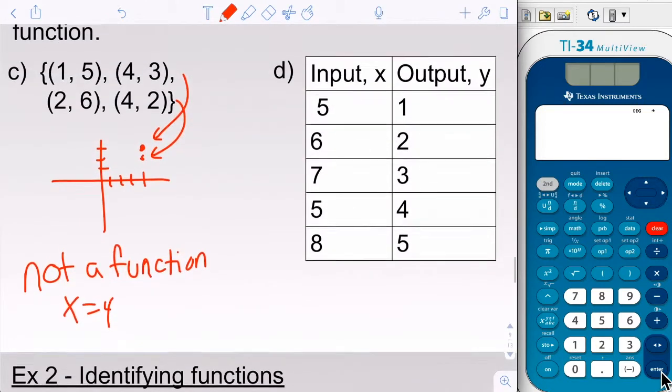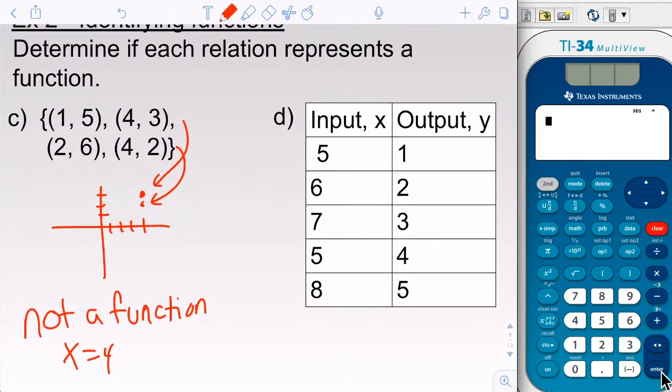All right. I would like you to do letter D. If you could, please go ahead and pause the video. Try letter D on your own. Is this a function? Yes or no? When you're ready to continue and go through it together, hit play and we'll do just that.